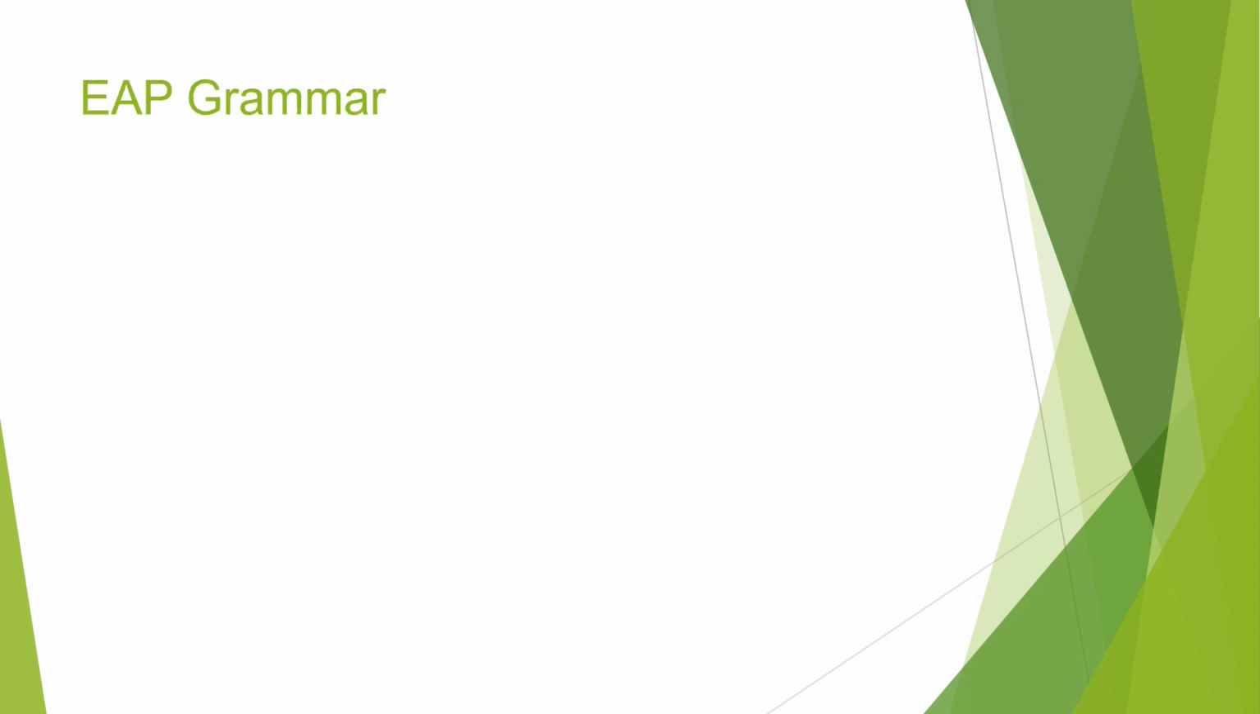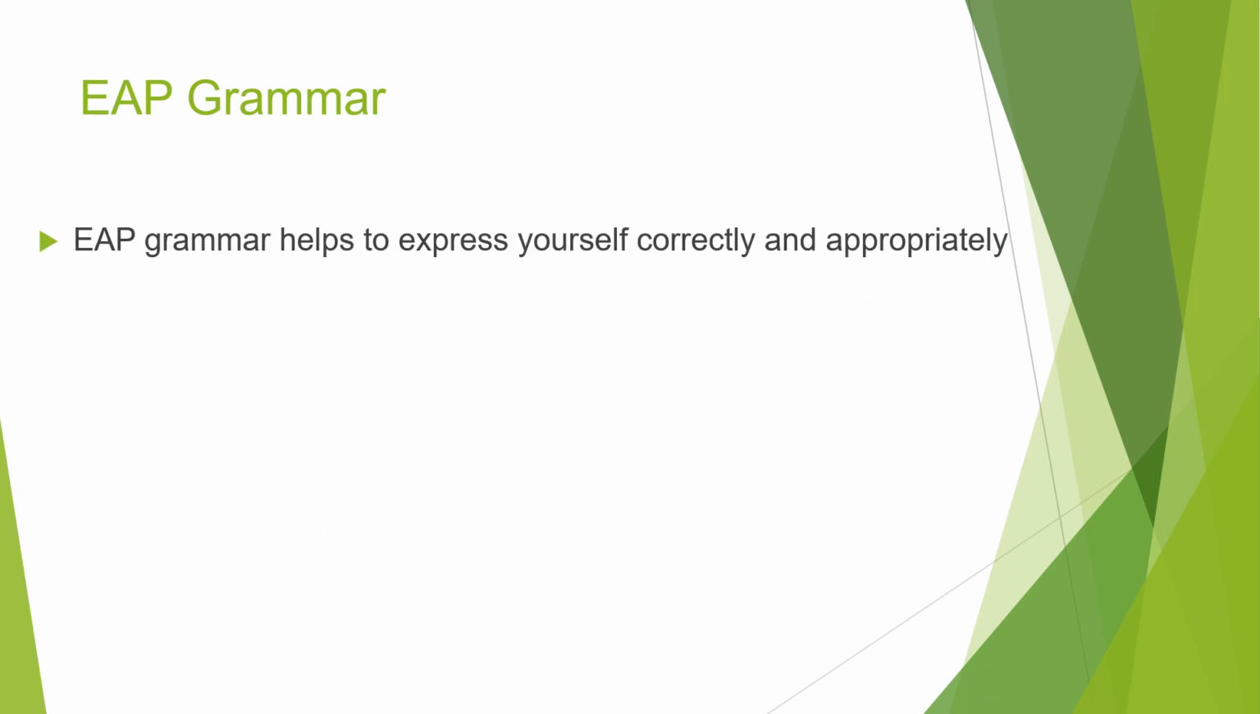Our final topic is EAP grammar. EAP grammar helps to express yourself correctly and appropriately. As we said earlier, academic writing is associated with a certain style and register of language which is quite formal. Therefore, our choice of grammar should reflect the same level of formality as well.